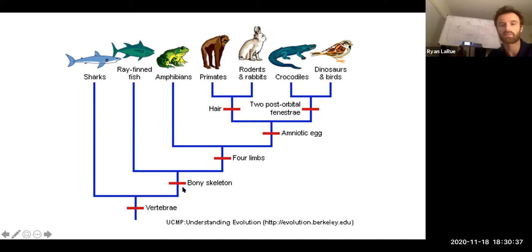And then all of a sudden this bony skeleton emerged. And so this ancestor, these junctions here represent the common ancestor, had a bony skeleton, but sharks were already existent and they didn't develop that bony skeleton. And so they kind of diverge off, right? But everything down has it. Four limbs, fish, of course, stayed fish.